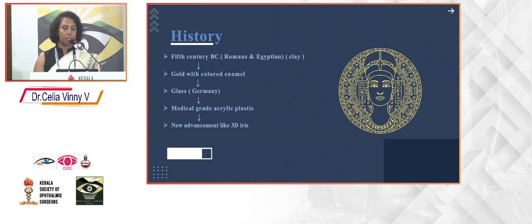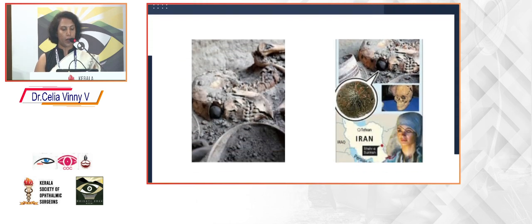But for glass, we always have a disadvantage. It can break and it can cause some irritation in the skin. And nowadays we are using medical grade acrylic plastic. It's a very good material, PMMA, polymethyl methacrylate. And nowadays we even use 3D irises in ocular prosthesis.